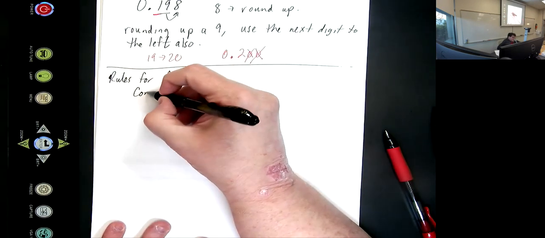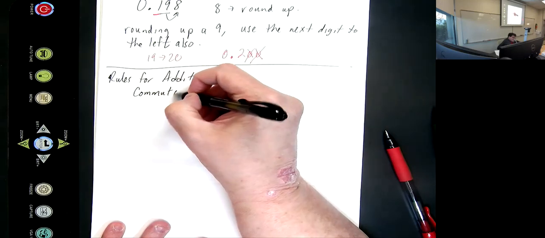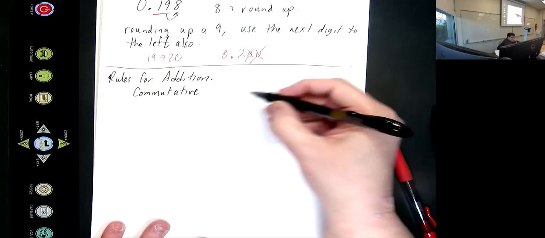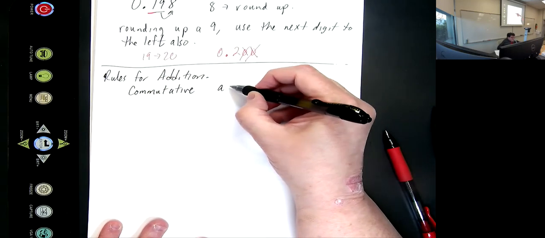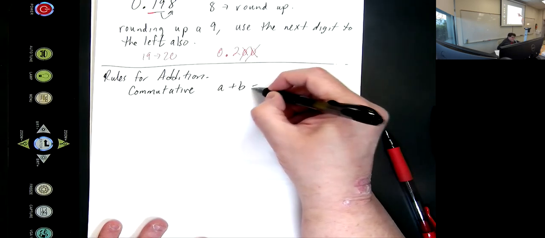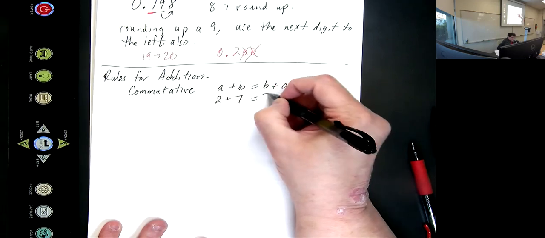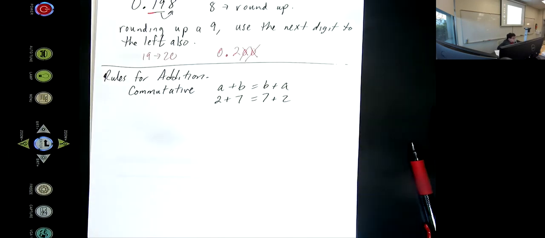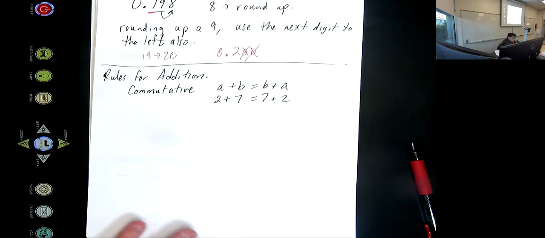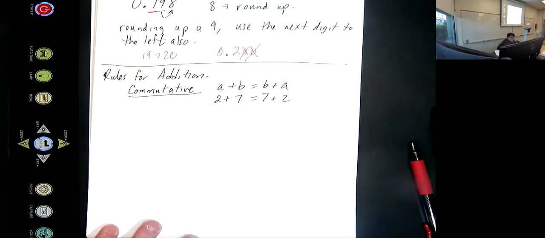There is the commutative rule. You don't need to know that rule or the name of it, but it's like A plus B is B plus A. 2 plus 7 is the same thing as 7 plus 2. You can swap the order for adding. So that's called the commutative property.